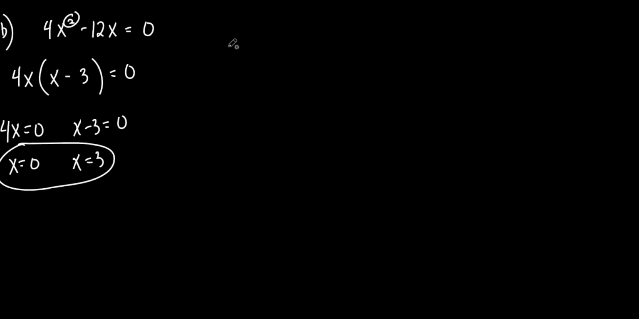I could put it into the quadratic formula. Negative b, so that'd be 12 plus or minus the square root of b squared, that'd be 144 minus 4 times a times c, and so forth. Everybody got that? You could do it that way and still get the same answer. This right here is probably the best way to do it.